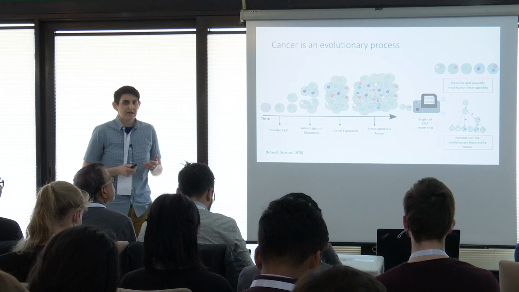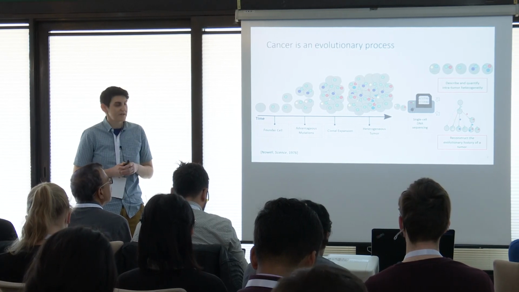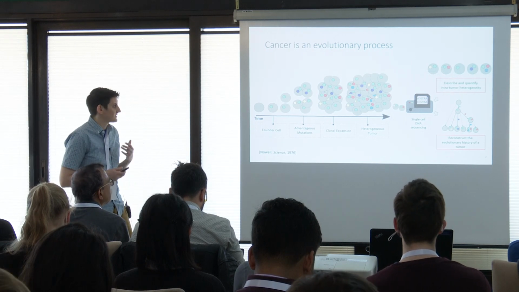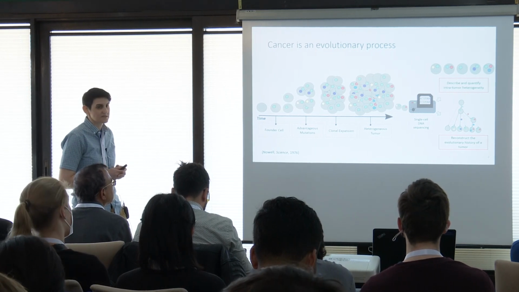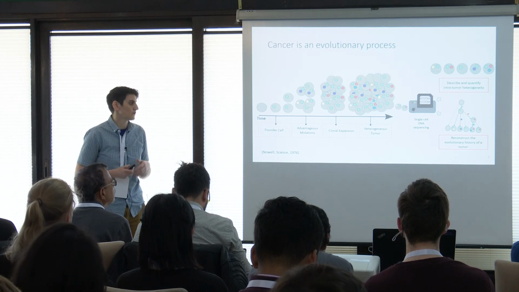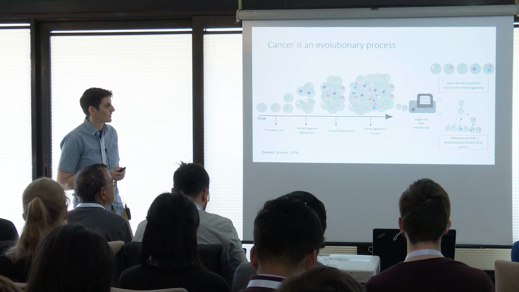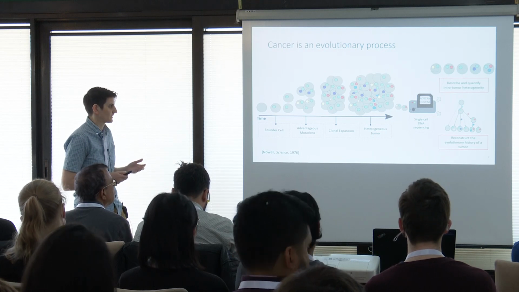As many of you are aware, cancer is an evolutionary process. This process begins when you have a single founder cell that gains a somatic mutation. Over time, the cell divides, and its descendants may gain additional advantageous mutations, giving rise to clonal expansions or growth of a tumor. The result of this process is a heterogeneous tumor made up of a mixture of distinct clones.